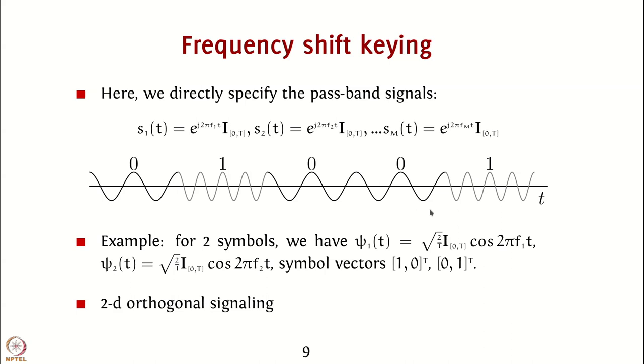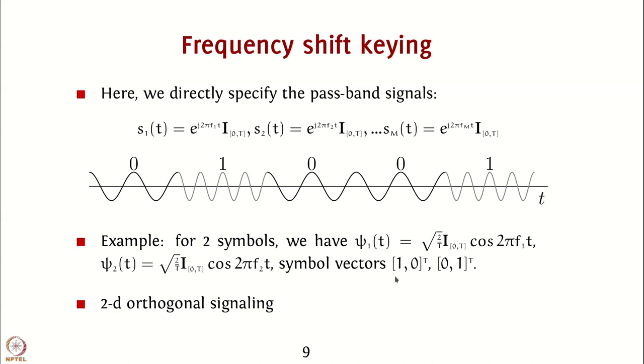Therefore, to model this particular FSK system in our signal basis picture, we need to have 2 particular basis signals, psi 1 of t being root of 2 upon T I_[0,T] cos 2 pi f1 t, psi 2 of t being root of 2 upon T I_[0,T] cos 2 pi f2 t, assuming that f1 and f2 times capital T are integers.